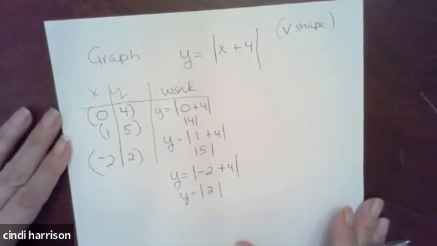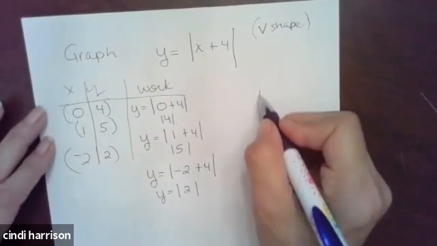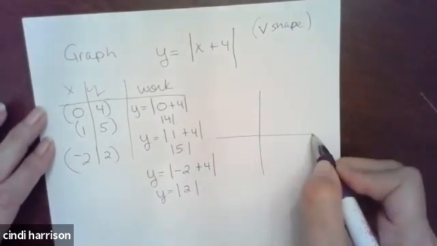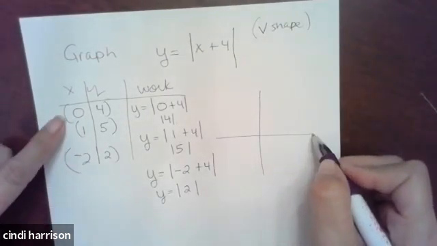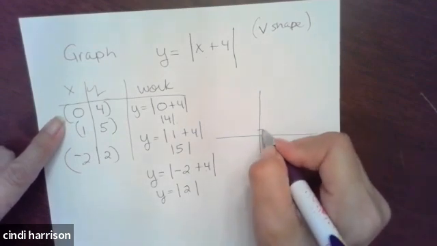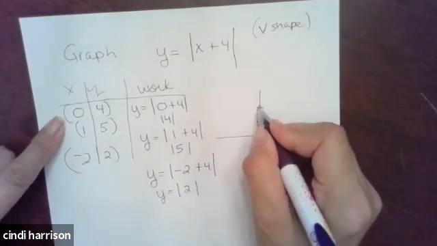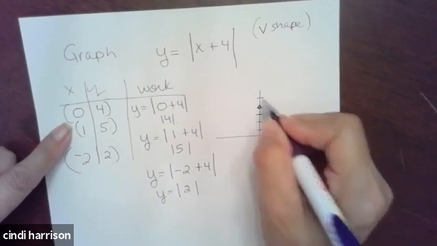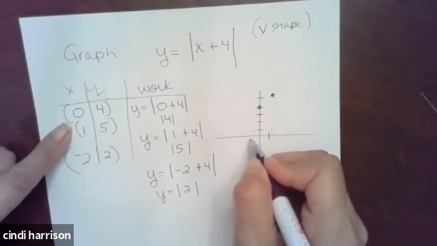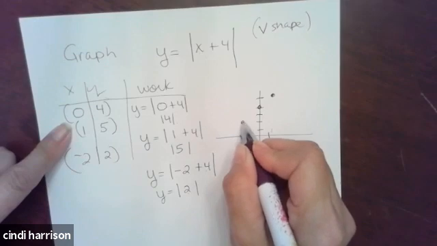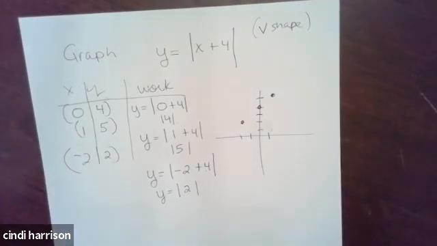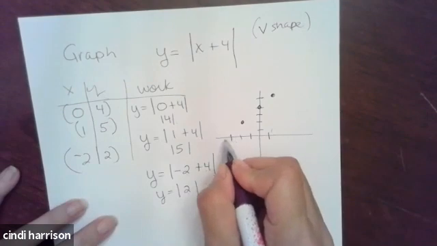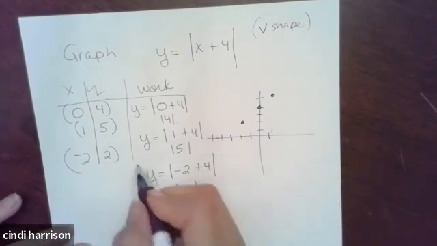-2 plus 4 is 2, and the absolute value of 2 is 2. So once we have 3 points, we're going to go ahead and graph and see if that's enough points to see our V. So 0, 4, 1, 5, -2, 2. That doesn't look like a V, does it? It looks like a line. So that tells us that we need to pick some more points until we see where that V happens.